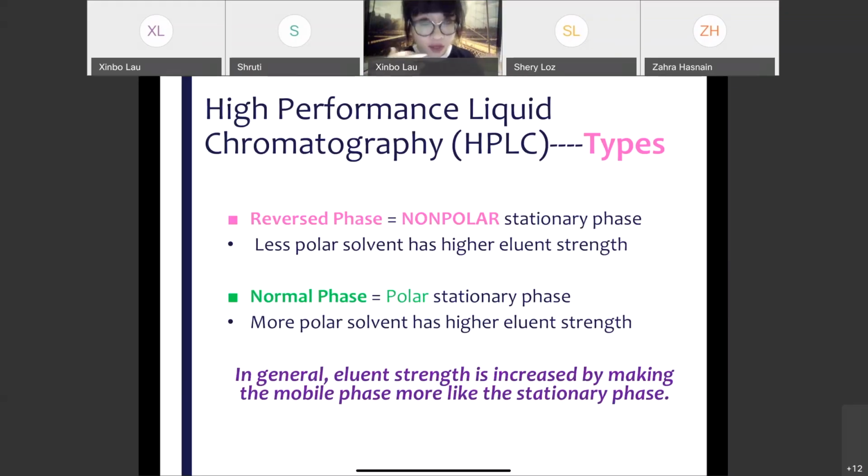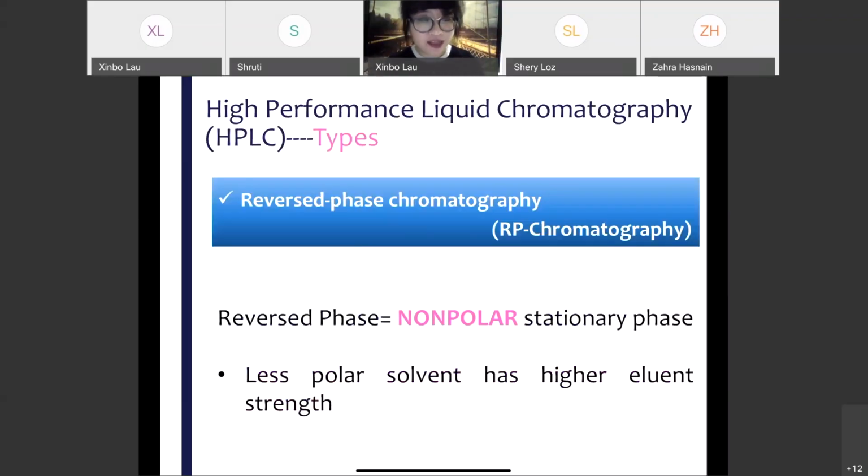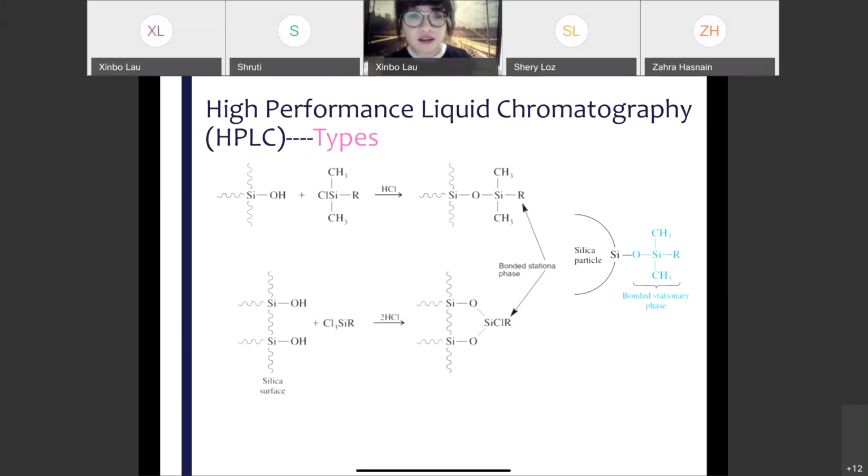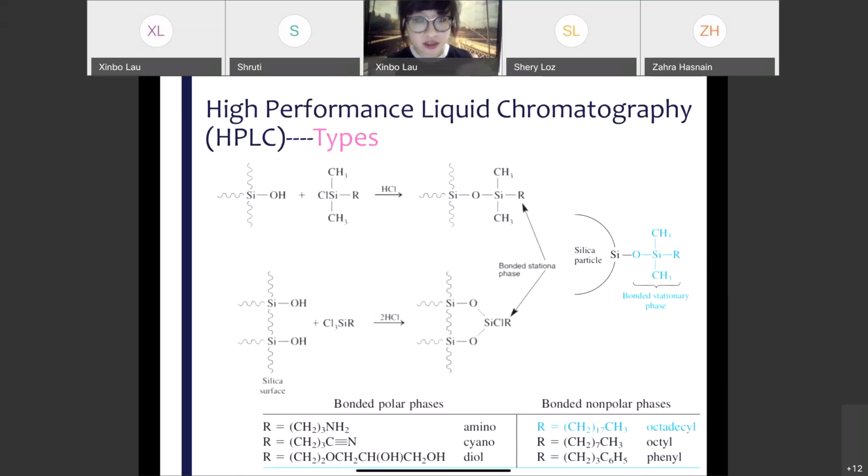That's what you need to take into consideration when you design the method for your separation. I highlighted one more time: reverse phase chromatography, or RP chromatography, is what we use in the lab as well. It's a non-polar stationary phase. A less polar solvent has higher eluent strength. Of course you have different materials and all this chemistry behind it. I'll leave it alone for now, but if you're interested, you can look into it.